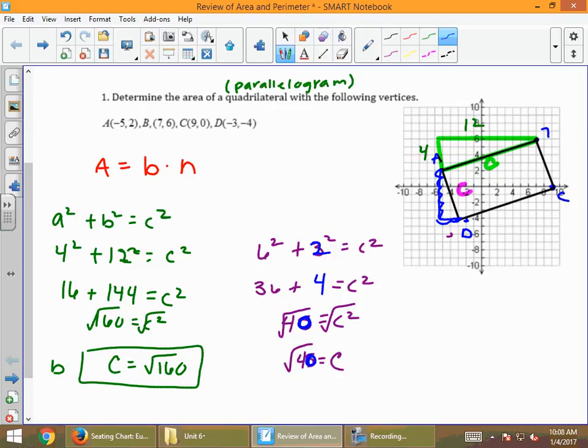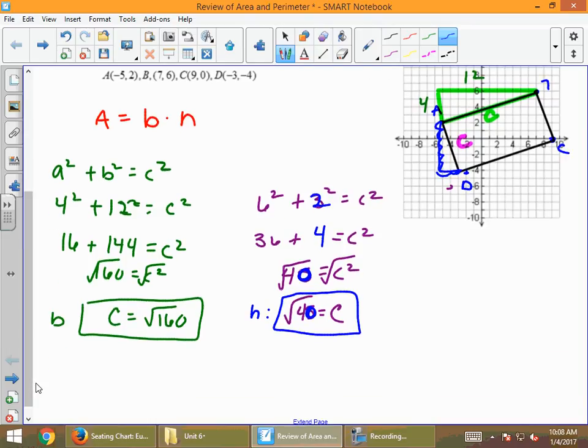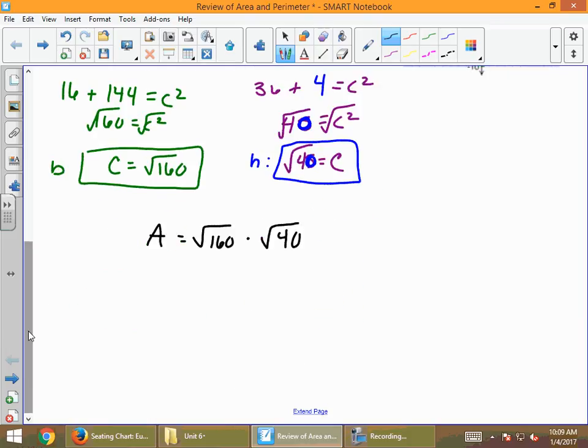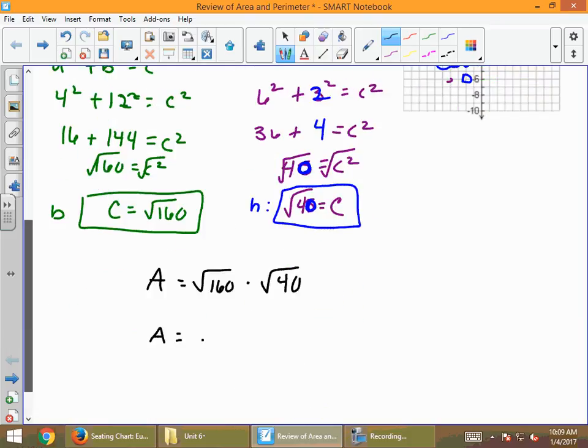Alright, that's your height. So once you use the Pythagorean theorem to find the distance of your base and your height, you just use the formula. You just multiply them together. All you have to do is radical 160 times radical 40. Well, remember when you multiply radicals, multiply the numbers underneath. What's 160 times 40? That's a really big number.